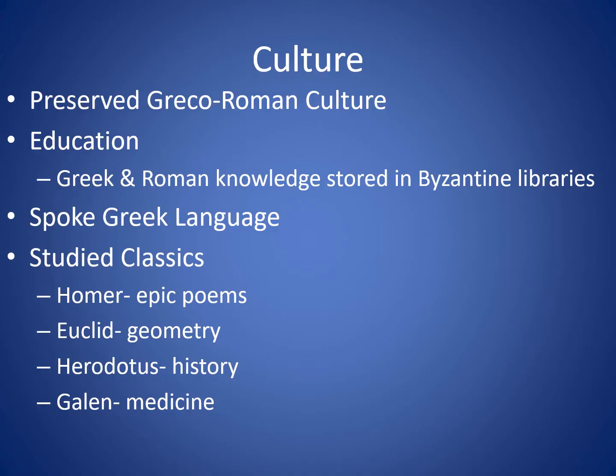As we said earlier, the Byzantines preserved Greco-Roman culture. Their education was based around Greek and Roman knowledge, which had been stored in Byzantine libraries. The Byzantines spoke the Greek language. They studied the classics from both Greece and Rome. They studied Homer's epic poems, along with that of Virgil, who was a Roman writer. They followed Euclid for geometry, Herodotus in history, and Galen, who was a Roman in medicine.